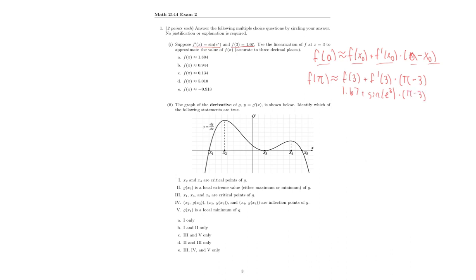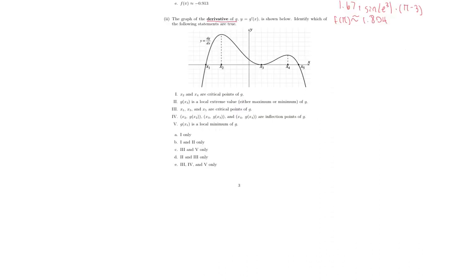I'm going to go ahead and plug it into my calculator, and what I got is that f of pi is approximately 1.804. Good news, that's answer choice A. Going on to II, the second one. The graph of the derivative of g, so this is not the graph of g, this is the derivative of g. They bolded it because it's really important to know that. Identify which of the statements are true.